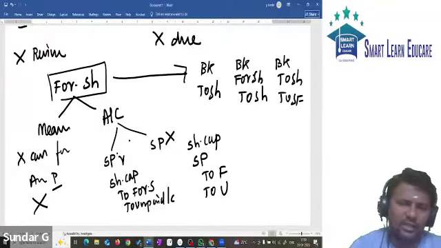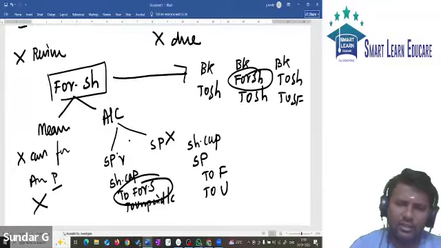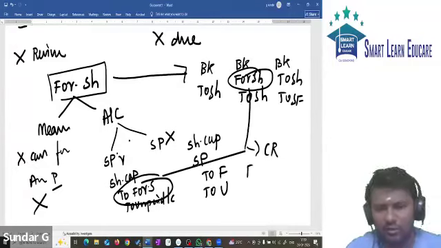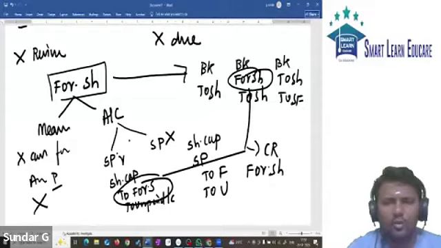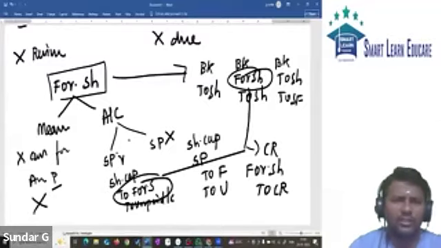At the time of forfeiture of share, we have a gain. At the time of reissue, we have a loss. Gain minus loss, the net amount will be transferred to capital reserve. What is the entry for capital reserve? Forfeited shares account debit to capital reserve. So this is what we discussed.